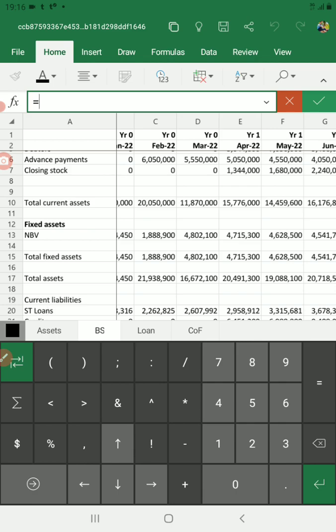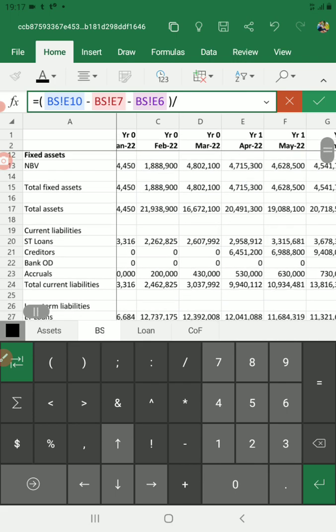So before that, let me start with, open the bracket, and then click on total current assets, and then minus closing stock, minus advance payment. Okay, these are prepaid expenses, as I said. So minus that one, and then I close the bracket, and then we divide it by the figure for total current liabilities, which is here in April. Press enter.